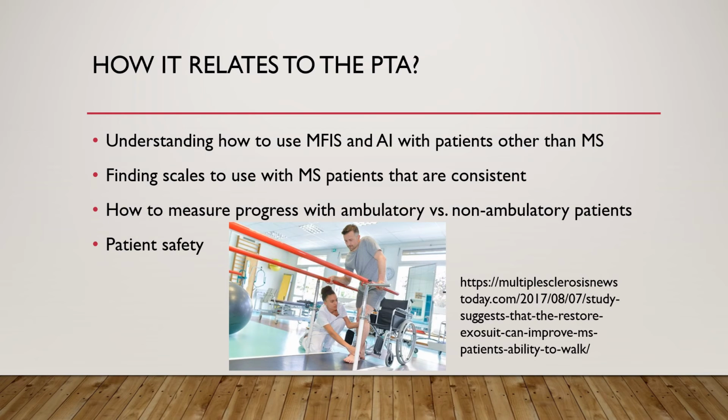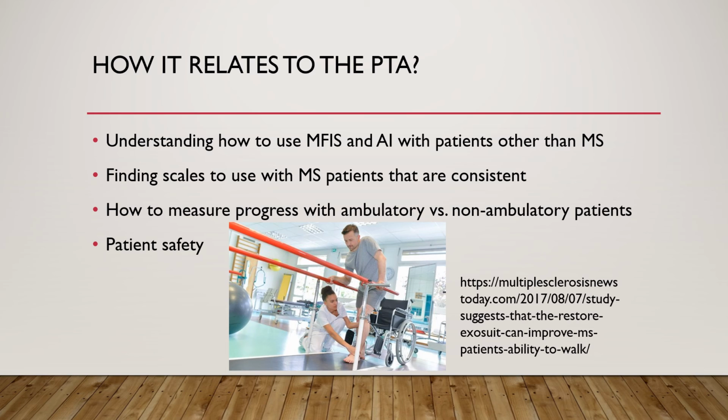So how does this relate to us as PTAs? It will actually give you a better understanding of how the Modified Fatigue Impact Scale and ambulatory index will work with patients, whether it be with MS or not. You could use these scales for other pathologies, such as different neurological conditions as well. This would also give you a better idea to try to find some scales that would be used for MS patients other than the ambulatory index and Modified Fatigue Impact Scale, whether they're ambulatory or non-ambulatory.